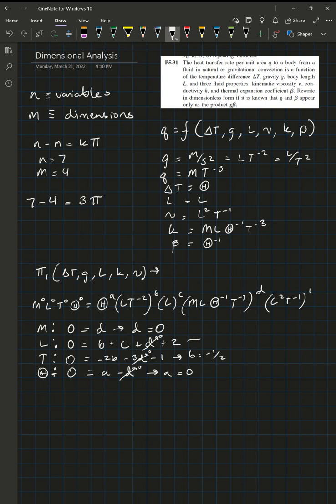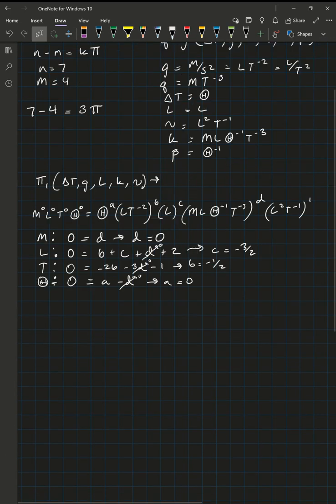And now I can go back to this step and solve for C, and plug in B. So B is negative 1/2, plus 2 is 3/2, minus it over. That means C is equal to negative 3/2. And so now, essentially, I have my first pi group, which can be written like so.